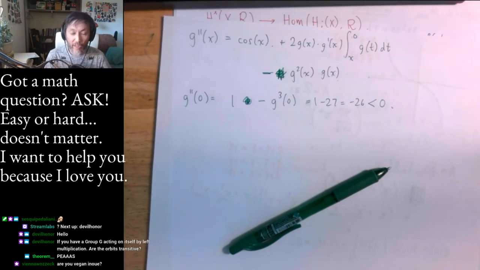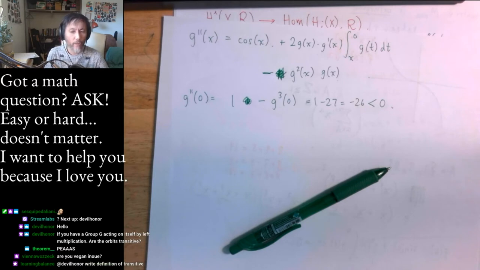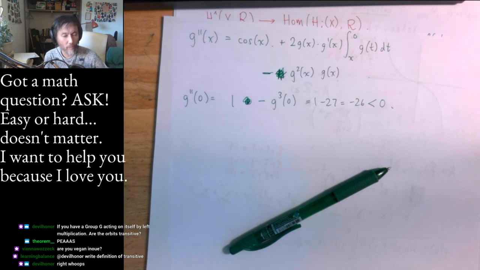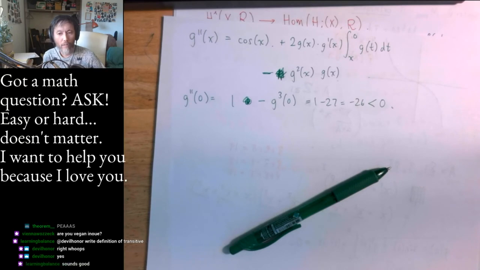If I have a group G acting on itself by left multiplication, are the orbits transitive? So, first of all, you don't say, is an orbit transitive? You ask if a group action is transitive. And a group action is transitive if there is a single orbit. I really hope I'm getting my words right. That's what transitive means, right? A single orbit. Right. So what do you think?